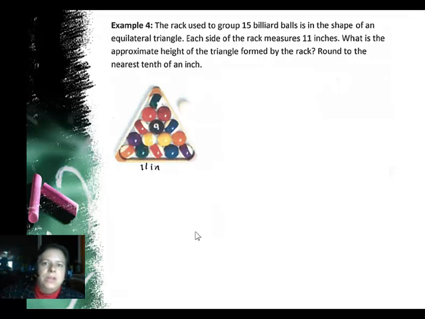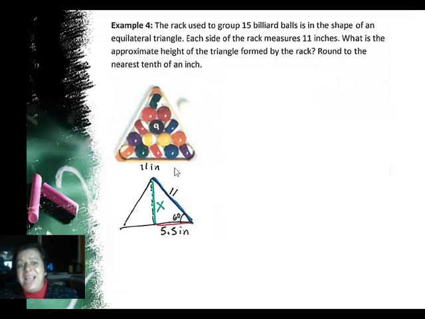They do tell us each side of the rack measures 11 inches. What is the approximate height of the triangle formed by the rack? Well, since they asked us for the height, and the height always makes a right angle with the base, guess what triangle I just made? I have a 30, 60, 90 degree triangle.